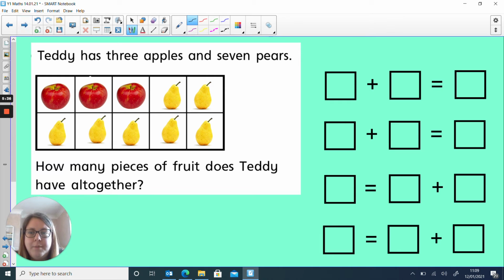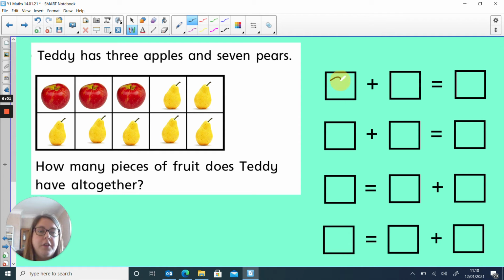So this time we've got apples and pears. Okay, so how many pieces of fruit does Teddy have altogether? So he's got 3 apples and 7 pears. So again, I want you to write the number sentences. So pause the video and have a go at writing 4 number sentences to match my tens frame with 3 apples and 7 pears.